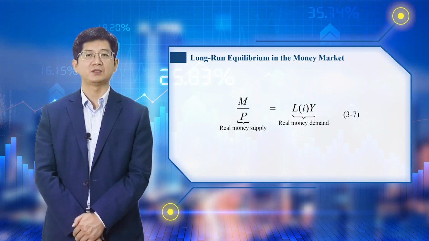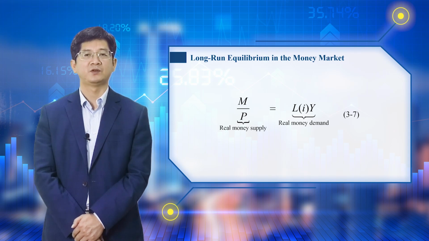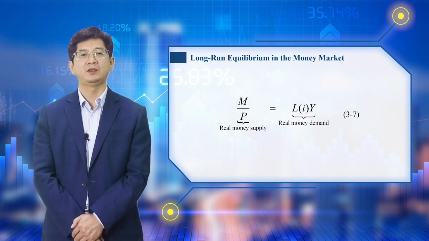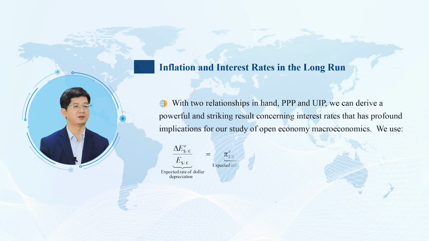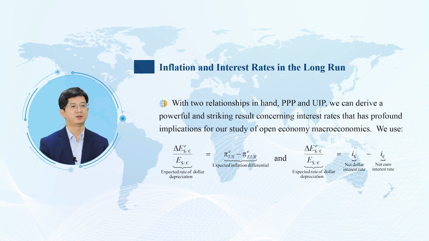The money market is in equilibrium when the real money supply equals the demand for real money balances. Here, M over P is equal to L of i times Y. With two relationships in hand, PPP and UIP, we can derive a powerful and striking result concerning interest rates that has profound implications for our study of open economy macroeconomics.